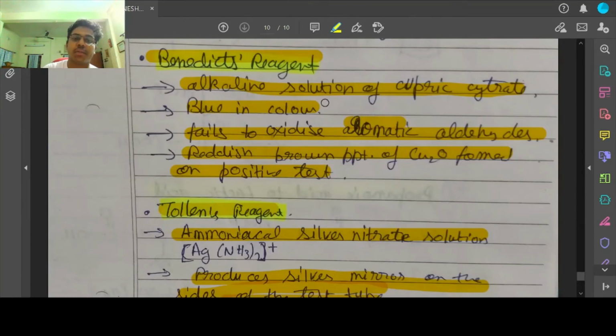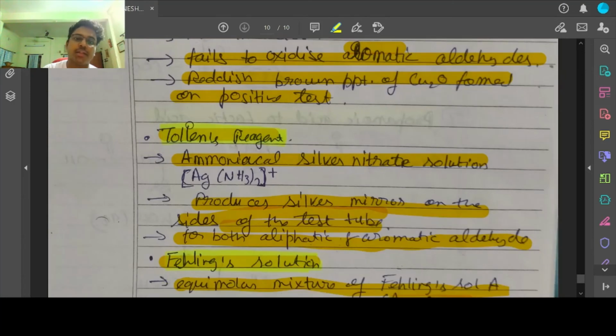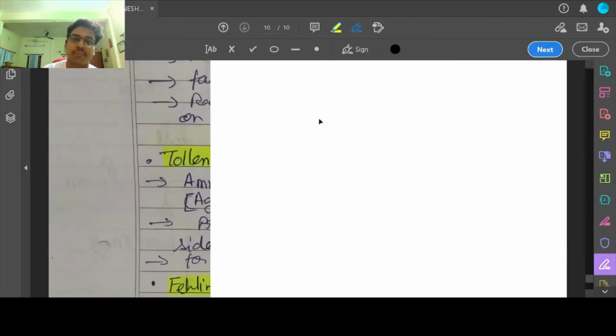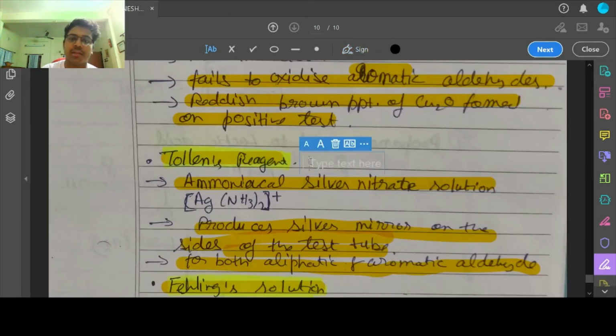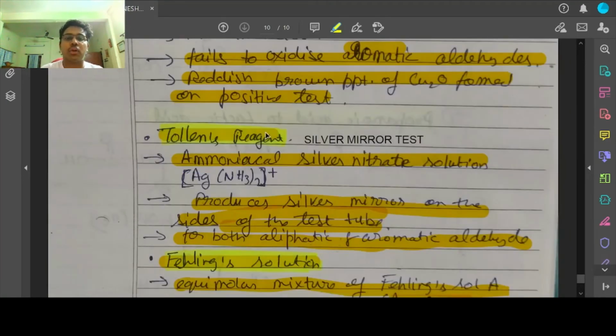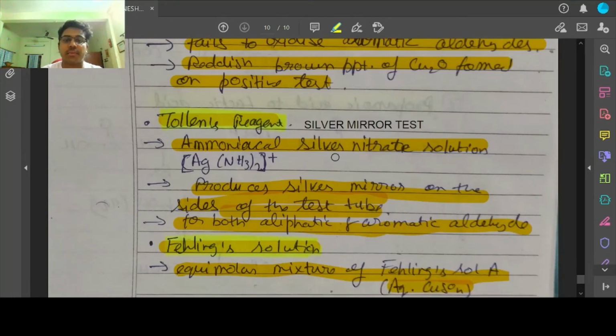Note the difference between the three reagents. Benedict solution is blue in color. A reddish brown precipitate of Cu2O is formed on a positive test. Tollens is ammoniacal silver solution, the silver mirror test. Tollens reagent test is also known as the silver mirror test because it forms a silver mirror on the side of the test tube. Tollens works for both aliphatic and aromatic aldehydes.